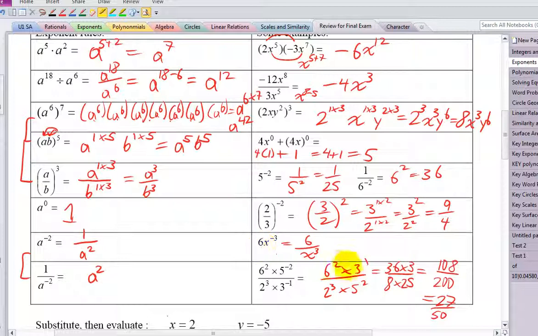Last one, I only flip the base with the negative exponent. I don't need to flip everything, only the base with the negative exponent. Then multiply. Okay. Any questions?